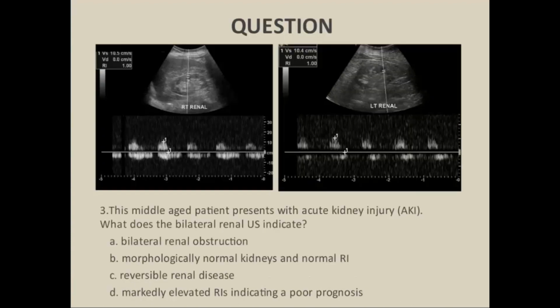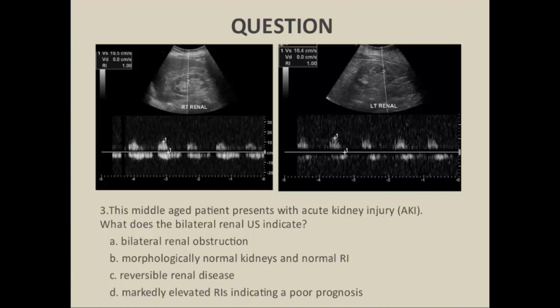The next question will be, this is a middle-aged man who presents with acute kidney injury, at least alleged by the internist to be an acute kidney injury. Shows up in the ER, elevated creatinine, no prior medical history. What does this ultrasound indicate? Is it obstruction? Morphologically normal kidneys with a normal RI? Is this a reversible disease? And lastly, is this markedly elevated RI indicating a very poor prognosis?